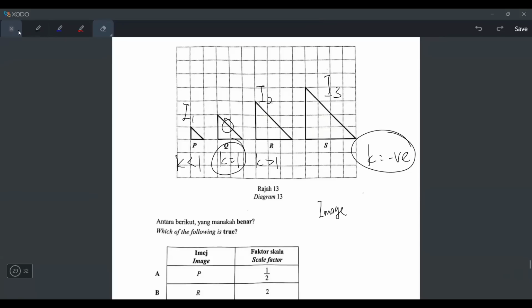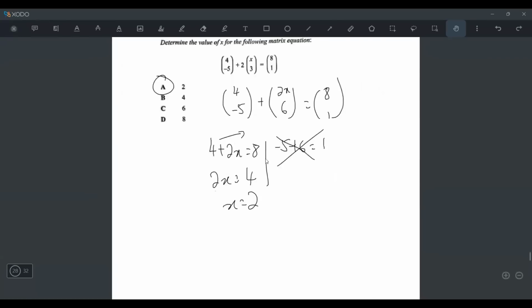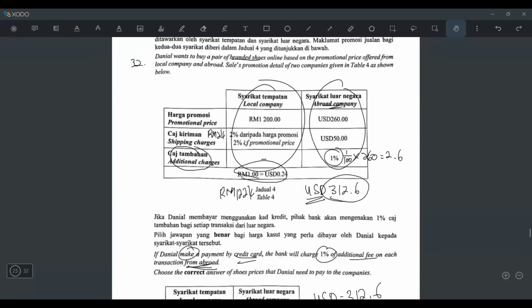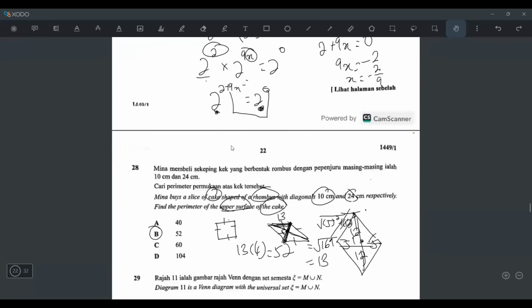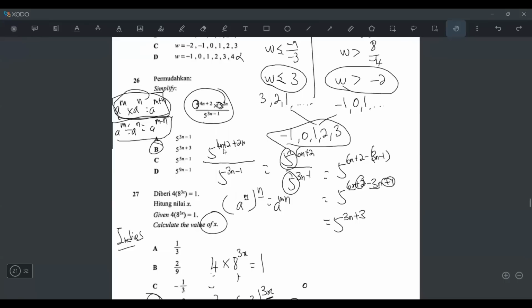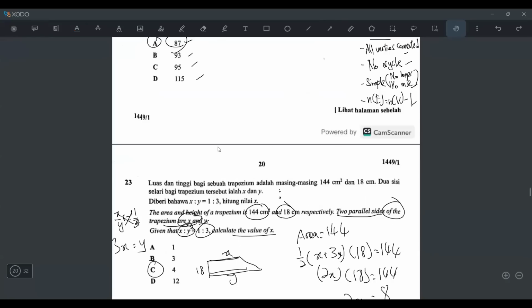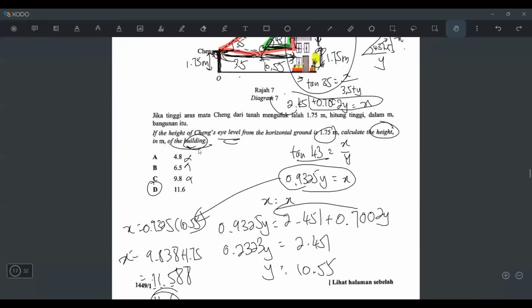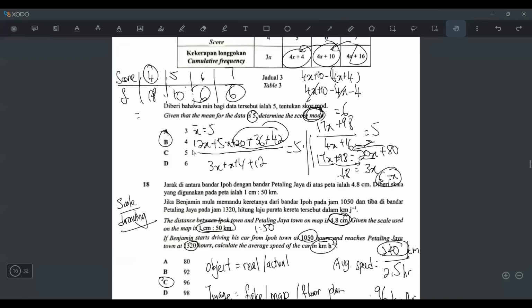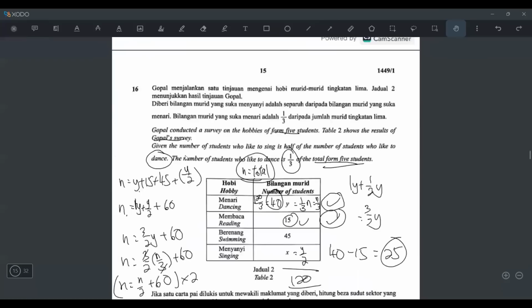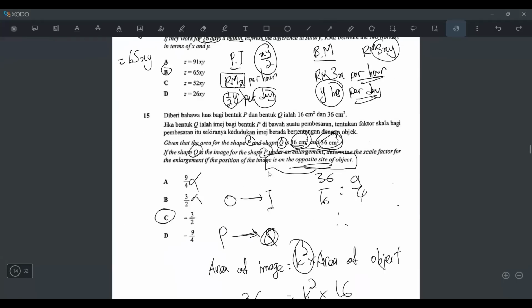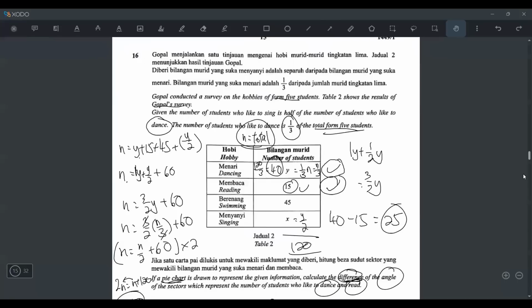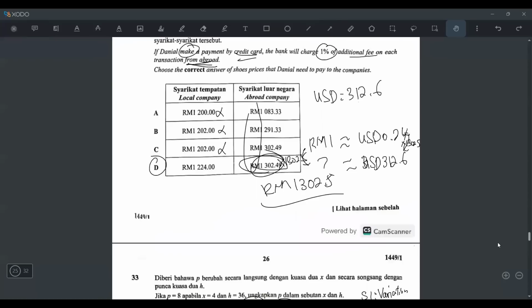Just now there was also a question like that. Do you remember? Let's find it. Where is it? Scale factor negative. Okay, there, number 15. So the image is on the opposite side. That's why the answer is C, not B. It has a negative, right? If you want the explanation, you can watch it yourself. Question 13 is also very important.